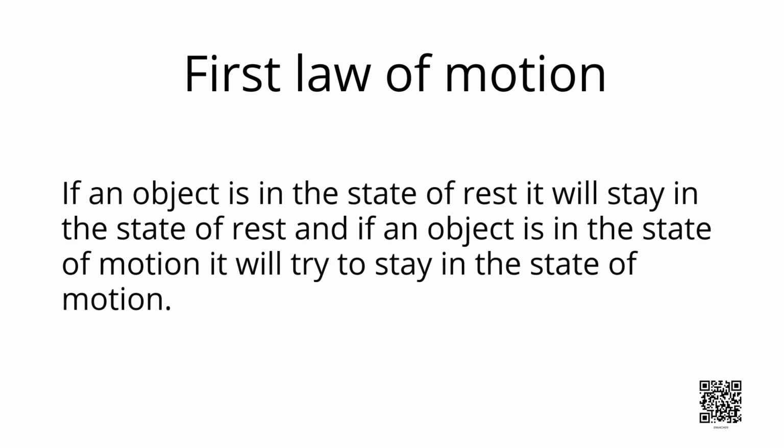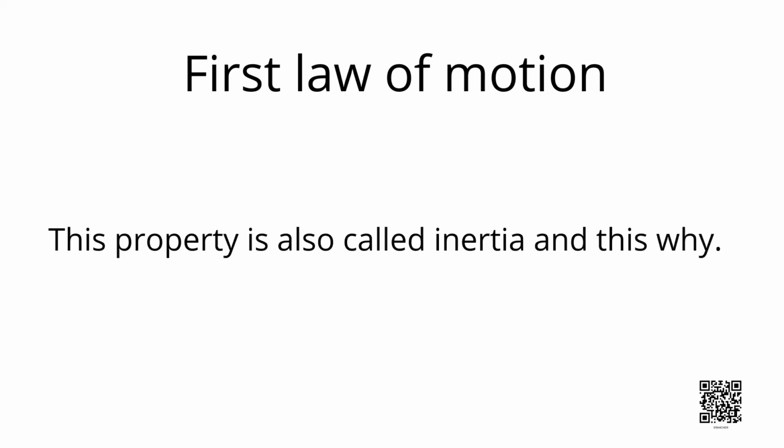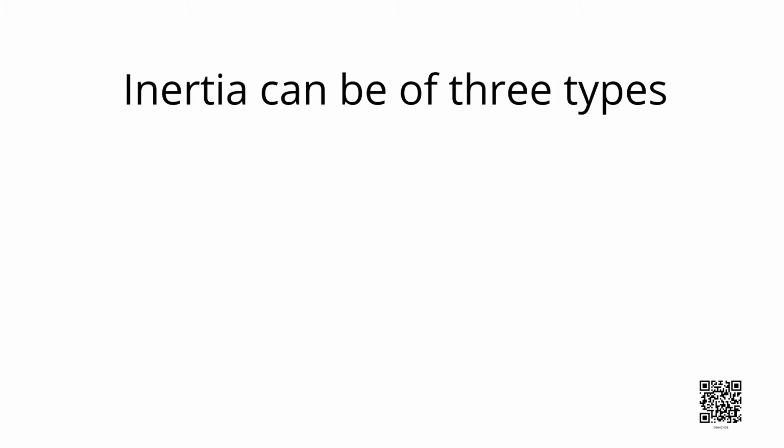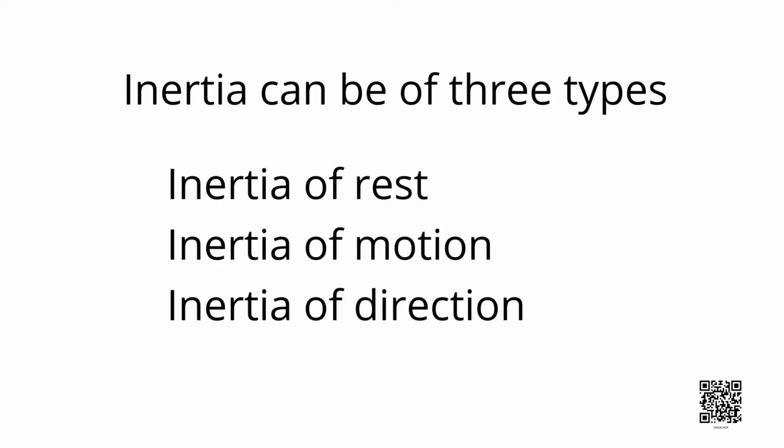It means if an object is in the state of rest, it will stay in the state of rest, and if an object is in the state of motion, it will try to stay in the state of motion. This property is also called inertia, and this way the first law of motion can also be called the law of inertia. Inertia can be of three types: inertia of rest, inertia of motion, inertia of direction.